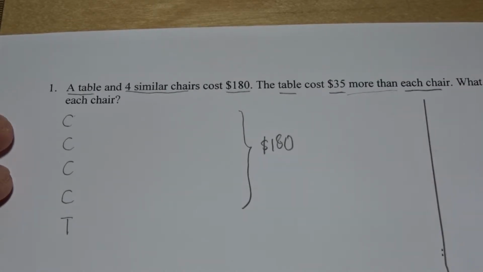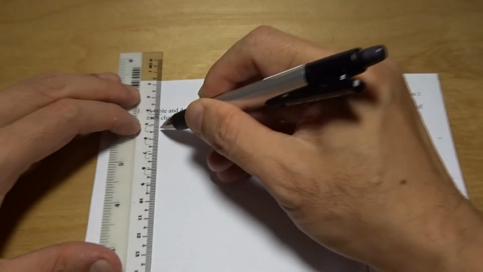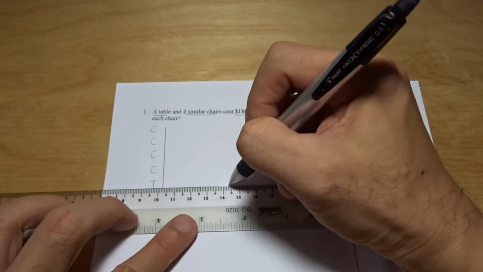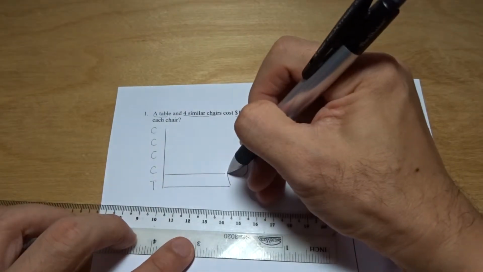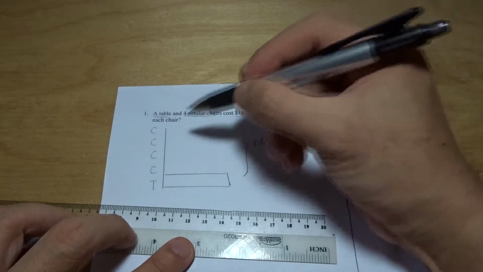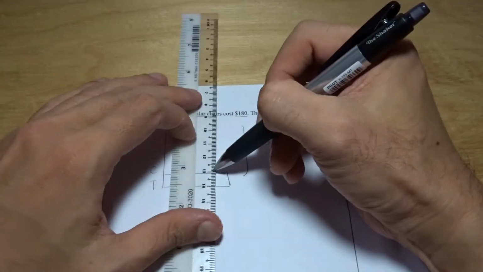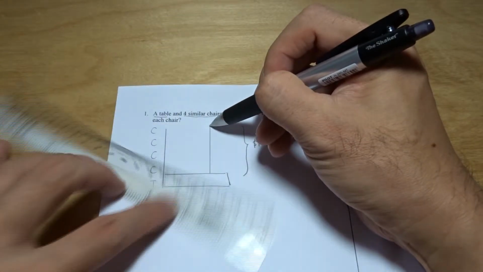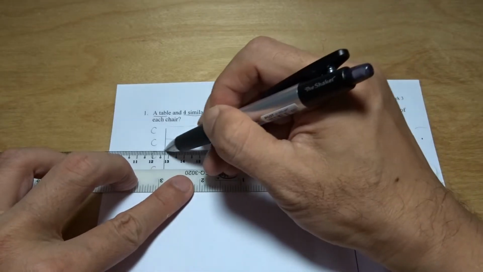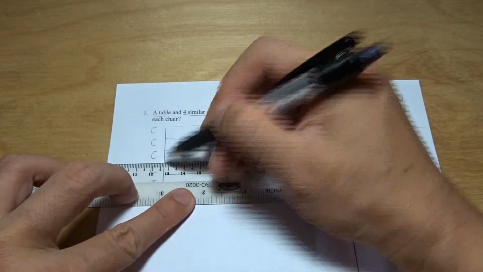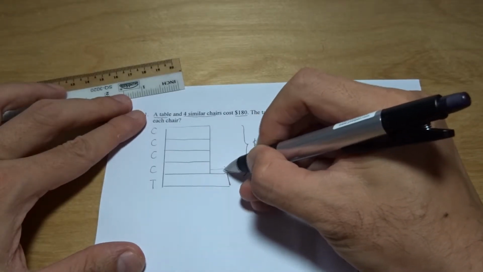Now we can start to draw the next part of our model. We note that the chair is shorter because table is more, so it looks like this. And obviously, the 35 more will be here.